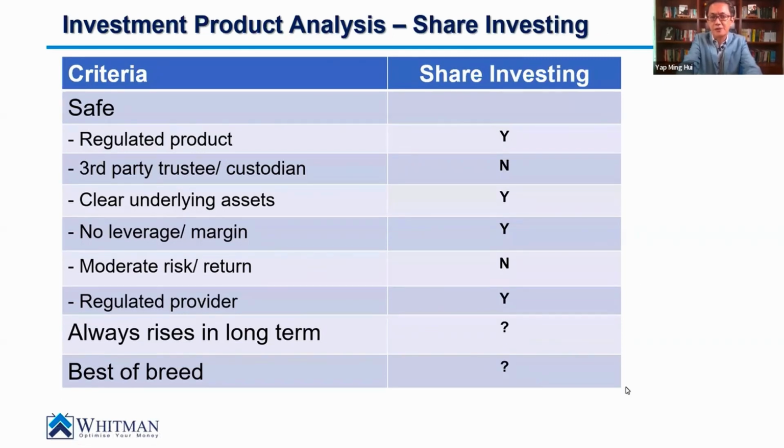And then, will the stock that you pick always rise in the long term? Big question mark. Whether the banking stock that you choose is really best of breed, question mark. So then you'll see how comfortable you are putting this particular kind of investment into your retirement asset that's supposed to be safe. Then you have cryptocurrency.